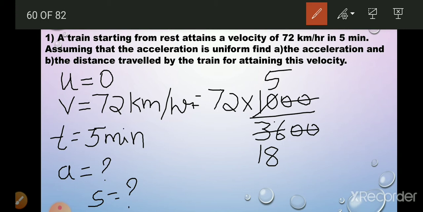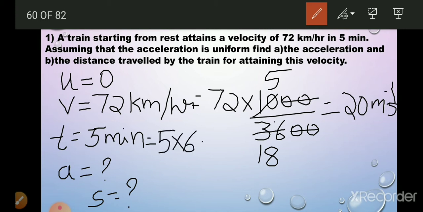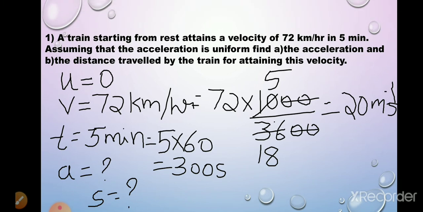So 72 into 5 by 18, if you do, you are going to get the value as 20 meter per second. The unit is meter per second. Next, time is in minutes, you have to convert it into seconds. So 5 into 60 is equal to 300 seconds. This you have to use.